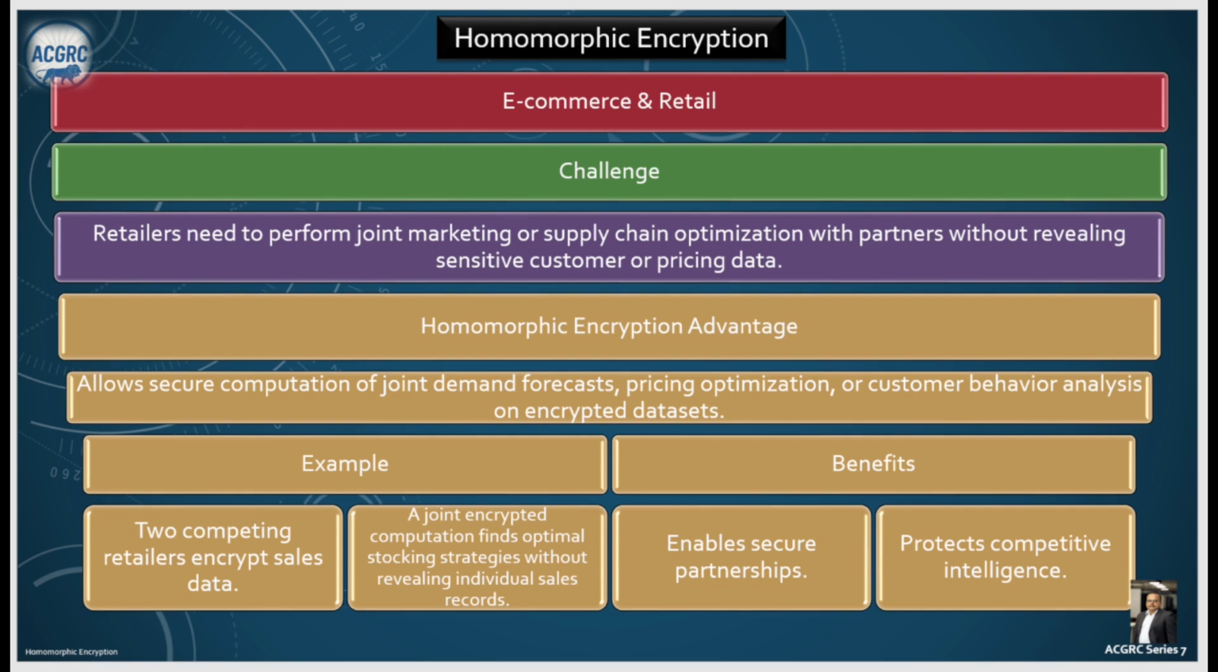Example, two competing retailers would encrypt sales data of their own. Then a joint encrypted computation finds optimal stocking strategies without revealing individual sales records. Benefit, it enables secure partnerships and it protects competitive intelligence.